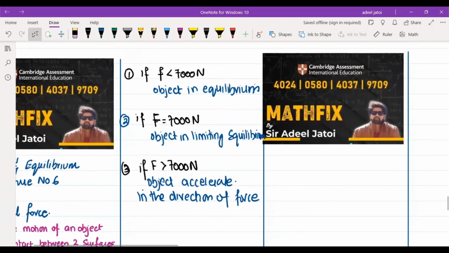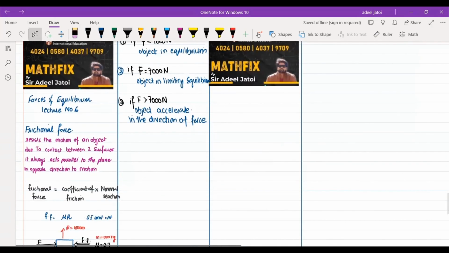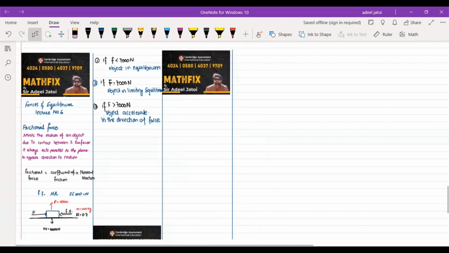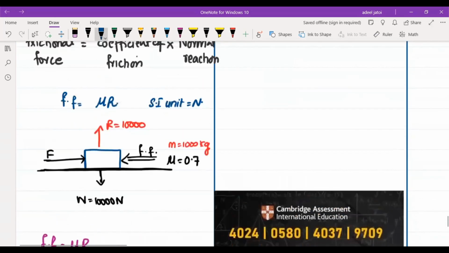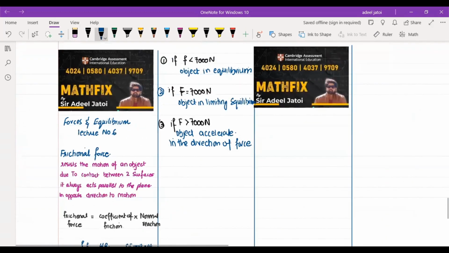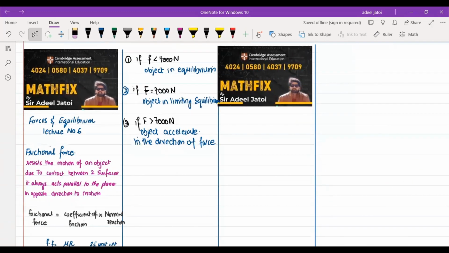So these are the 3 points that we will be working on when dealing with frictional force. As we knew, the frictional force was 7,000. If the force is less than 7,000, the object is in equilibrium. If the force is equal to 7,000, the object is in limiting equilibrium. And when the force is greater than 7,000, the object accelerates in the direction of the force.